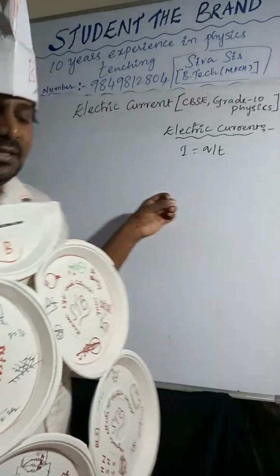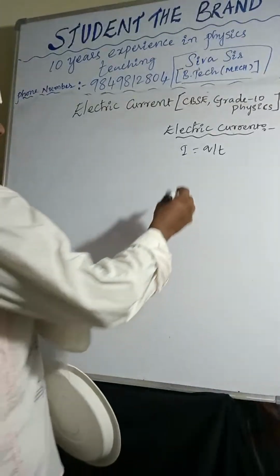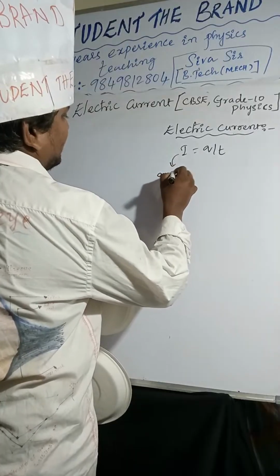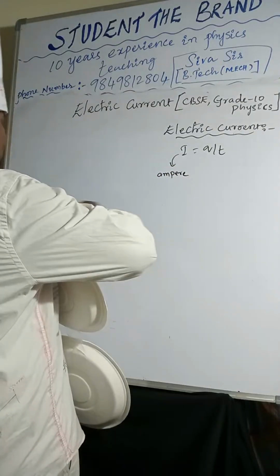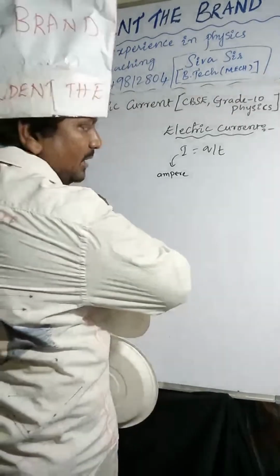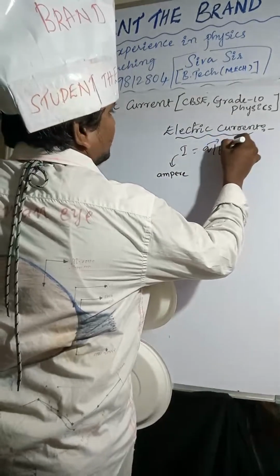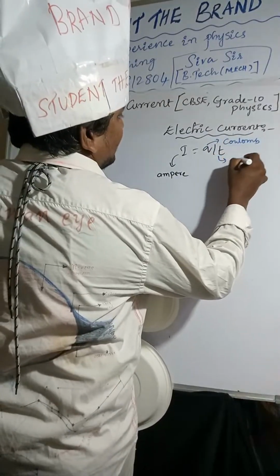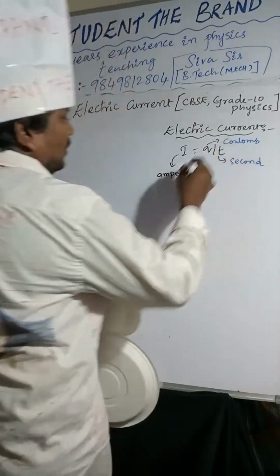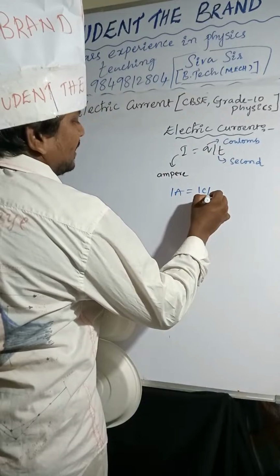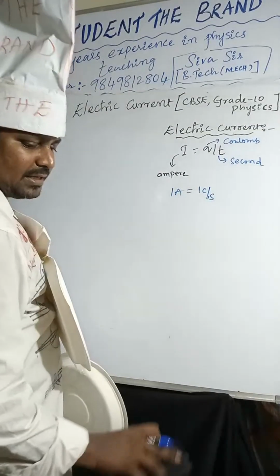So the SI unit of current is ampere, the SI unit of charge is coulomb, and the SI unit of time is second. So 1 ampere equals 1 coulomb per 1 second.